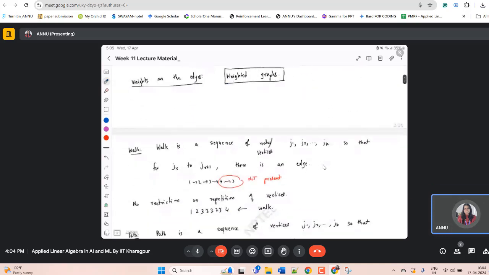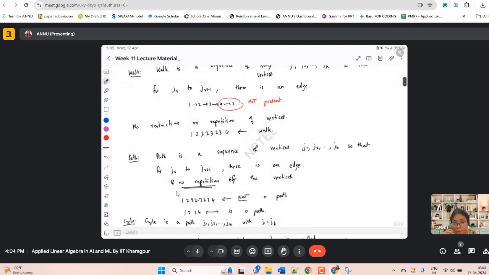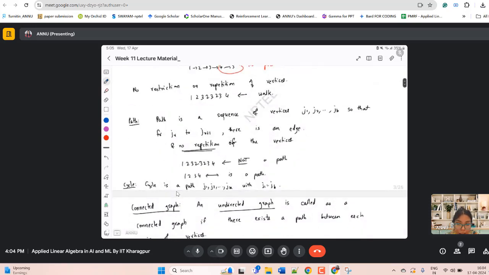So, for example, a walk is not a directed one. But if we see a path, a path can be a directed one. Okay. So, these are some of the examples that we also saw. But yes, there will be no repetition of the vertices in a path, so you need to make sure of that. Whereas a cycle is a path where the start is equal to the end.